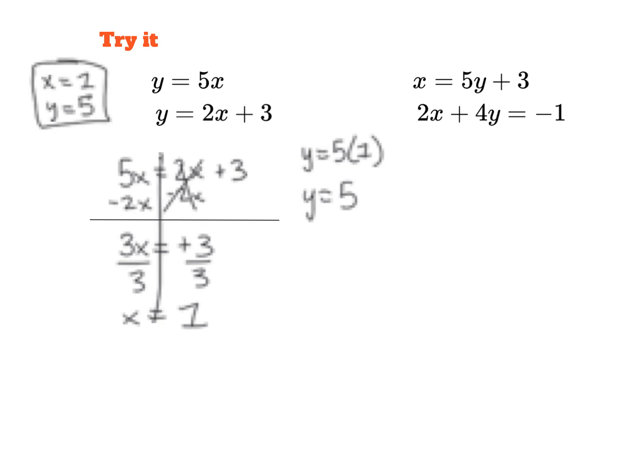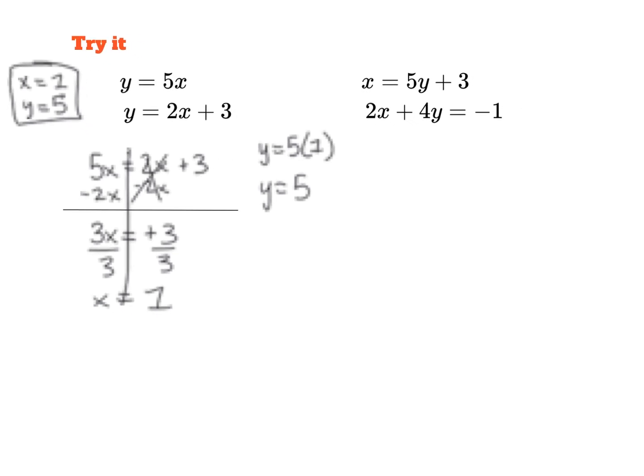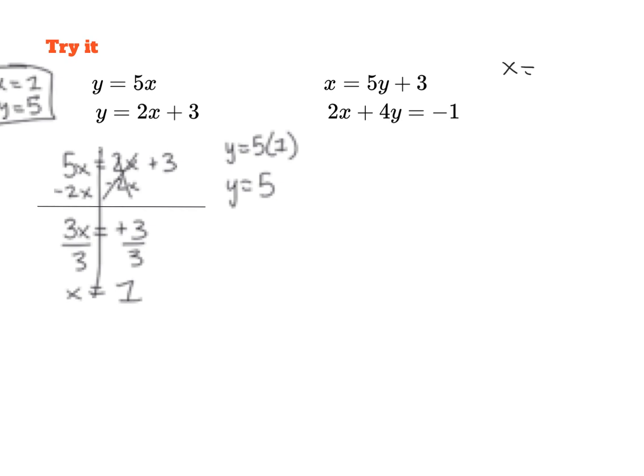Okay. Again, you can plug these in if you would like to check. They work out to be the correct answer there. For the second one, again, looking for something that x can equal and y can equal to make both of them true. I see that I have x equals 5y plus 3.